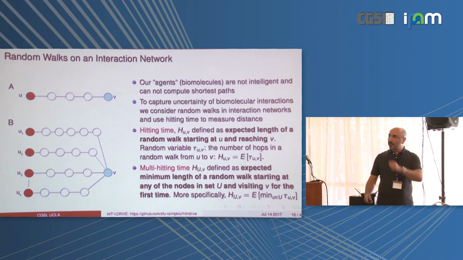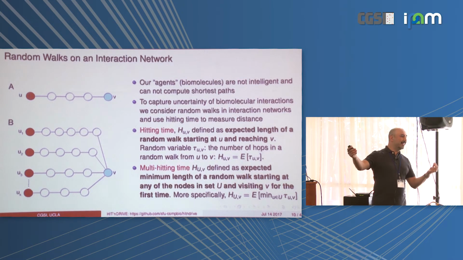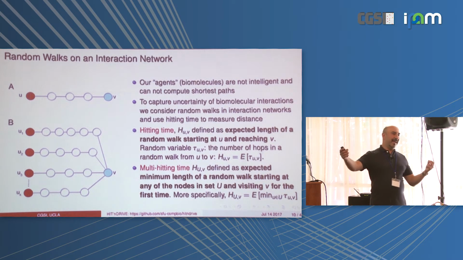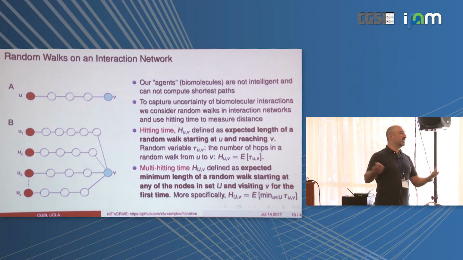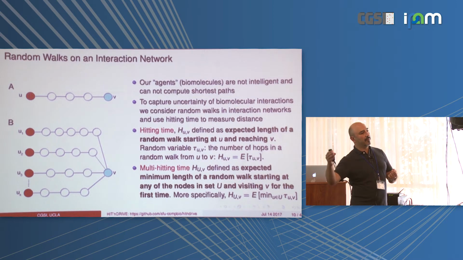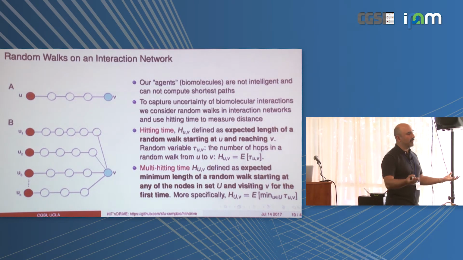And to capture the uncertainty of biomolecular interactions, we will come up with a distance that is based on these random walks. The distance will be the hitting time. I don't know how many of you have heard about the hitting time. It's the expected length of a random walk in a network that originates in the source node and ends up in the destination node. Right? So it provides a distance, which is not symmetric, because the expected number of hops to go from A to B is not necessarily equal to the number of hops to go from B to A in a random walk. And you're talking about expectations now.